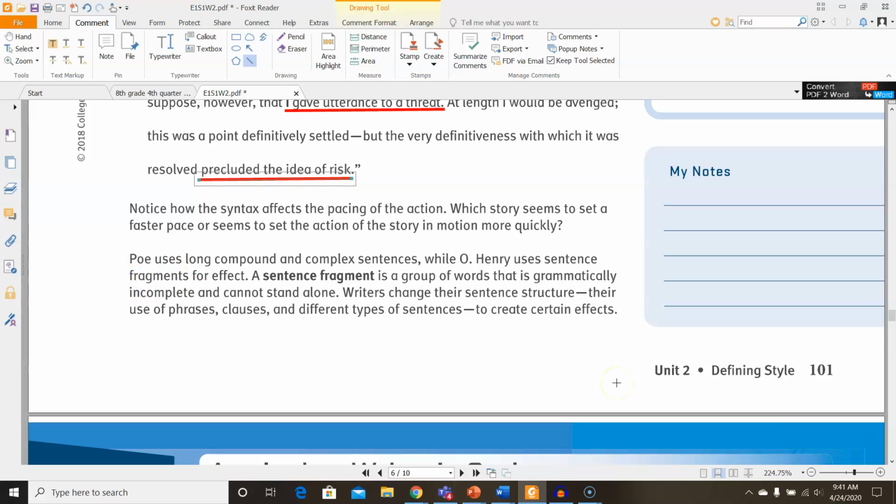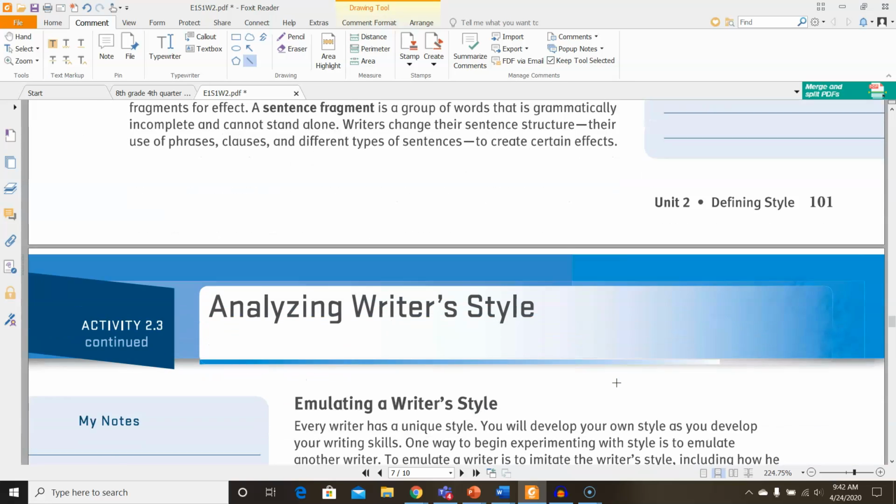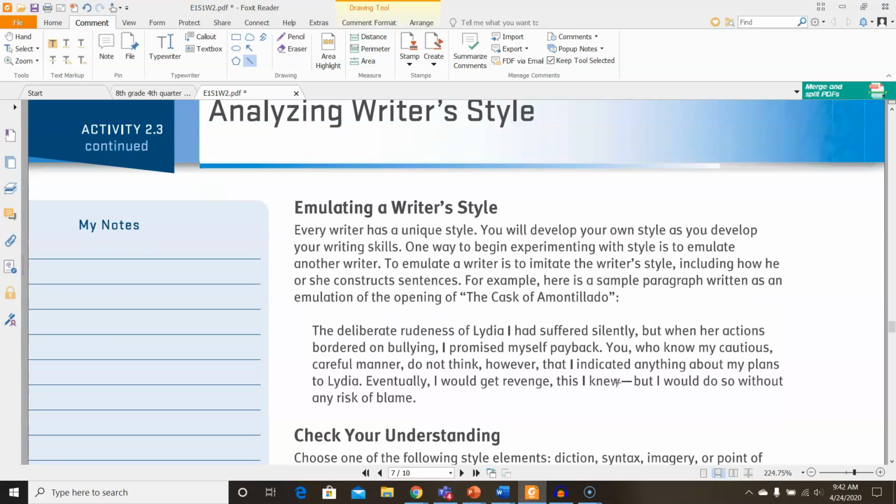Poe uses long, compound, and complex sentences, while O. Henry uses sentence fragments for effect. A sentence fragment is a group of words that is grammatically incomplete and cannot stand alone. Writers change their sentence structure, their use of phrases, clauses, and different types of sentences to create certain effects. All right, so that's basically what we just examined with looking at those two pieces.